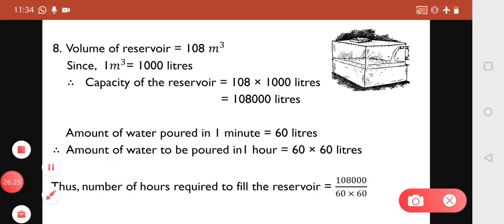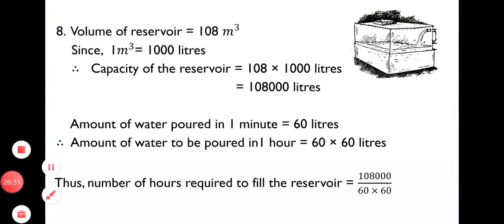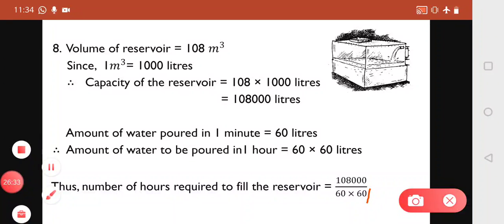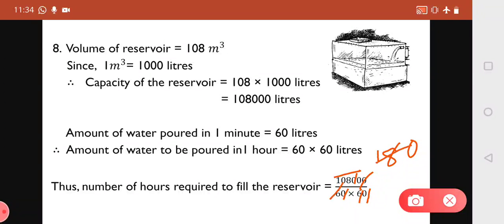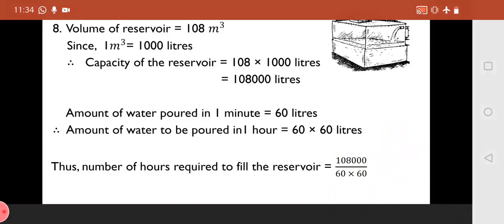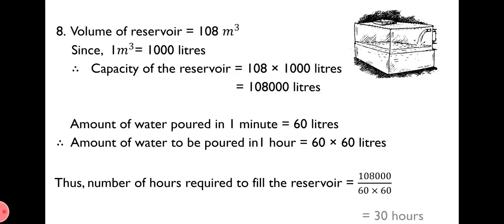Here again you can cancel the zeros. Let me make it clear. One 0 will be cut, here also another 0 will be cut. Again you can cancel this 6 1s are 6, 6 4s are left, 6 8s are 48 and 180. Again this 6 we will cut and you will get 6 3s are 18 and 0 as it is. So on reducing it, we will get 30 hours. So it will take 30 hours to fill the given reservoir.